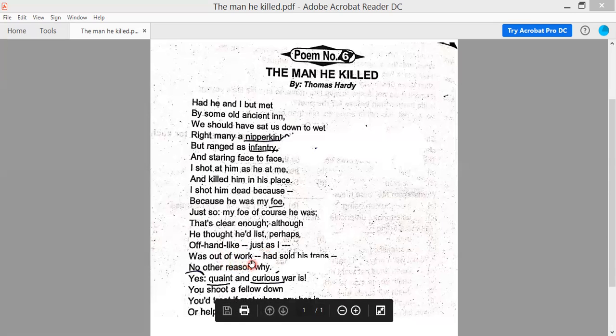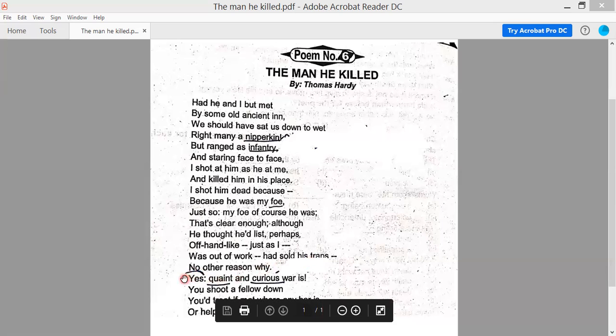He did not have proper work, so he ended up becoming a part of the war, and also because he was out of work and had sold his traps, meaning his tools, यानी कि उसके जो आलात थे वो भी उसने sort of बेच दिए. इसलिए he was out of work and he ended up becoming a part of the war. No other reason why. And he's saying और मुझे समझ नहीं आती कोई वजह कि why he was actually there face to face with me during the time of war.